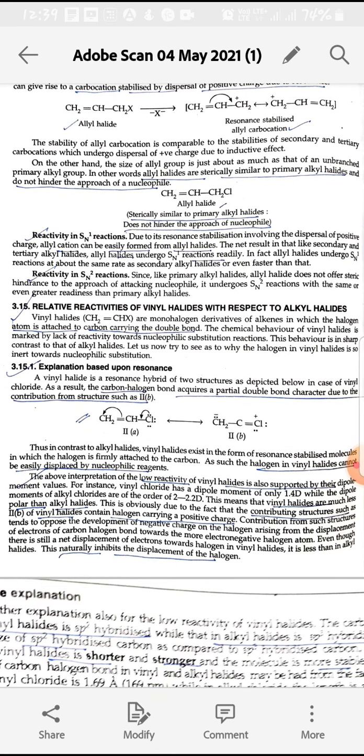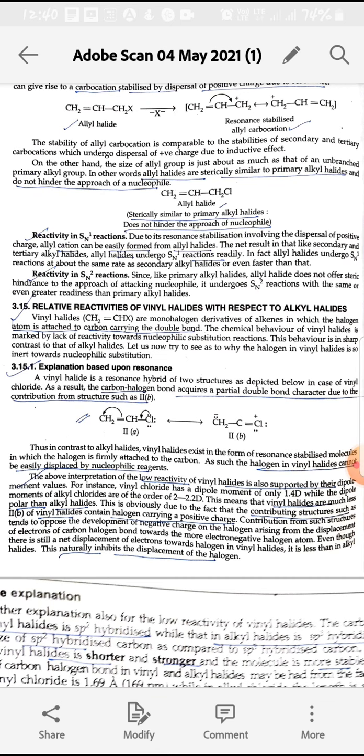Next topic, that is the relative reactivities of vinyl halides with respect to alkyl halides. Vinyl halides are less reactive than alkyl halides, in both SN1 and SN2. That is the explanation based upon resonance. And if we take firstly CH2=CH, what is a vinyl halide?